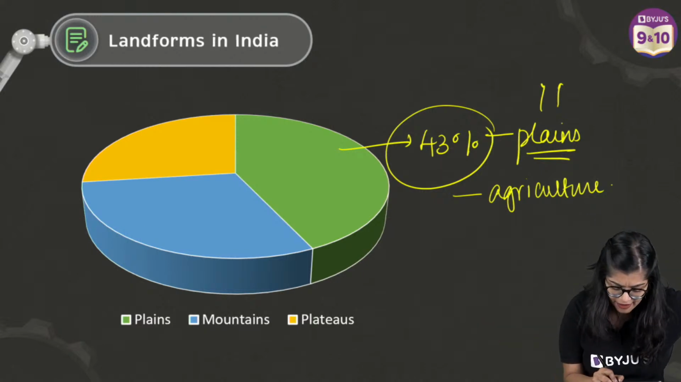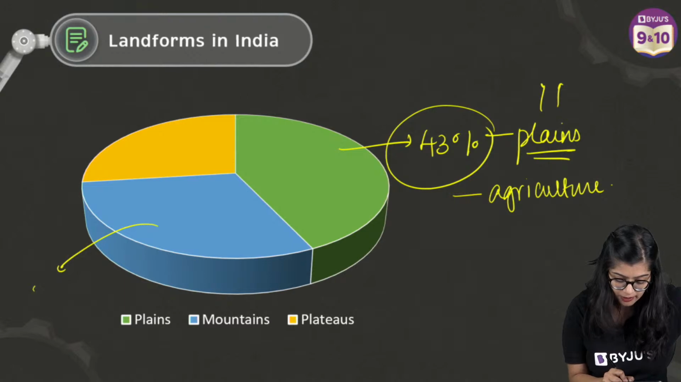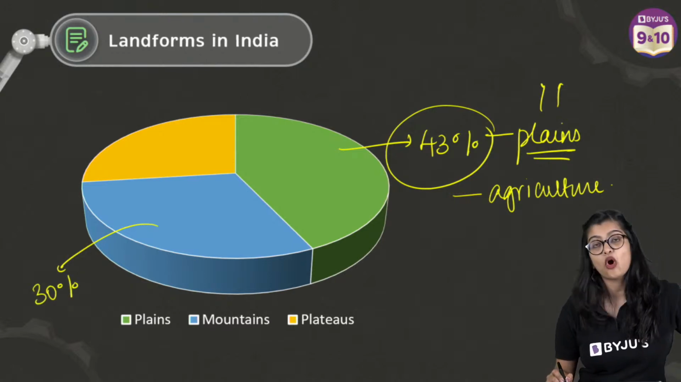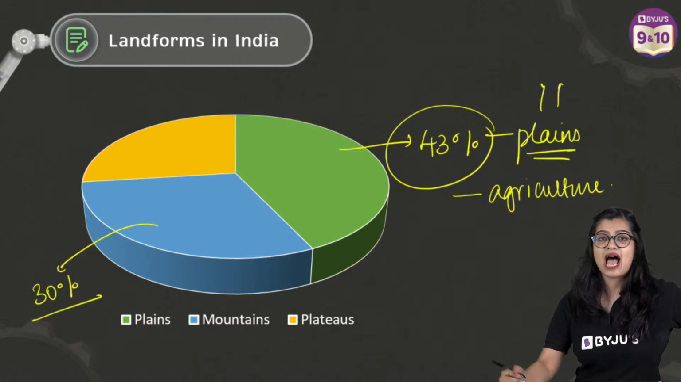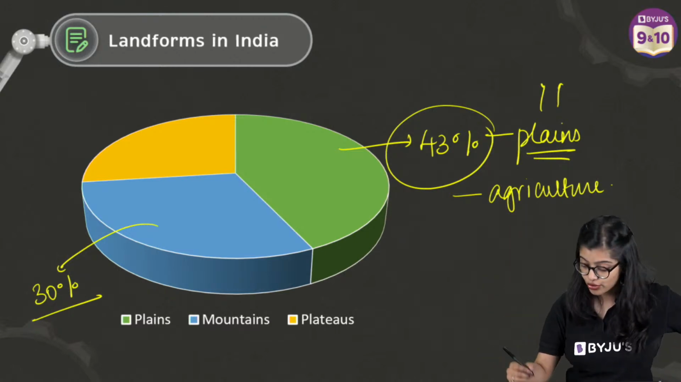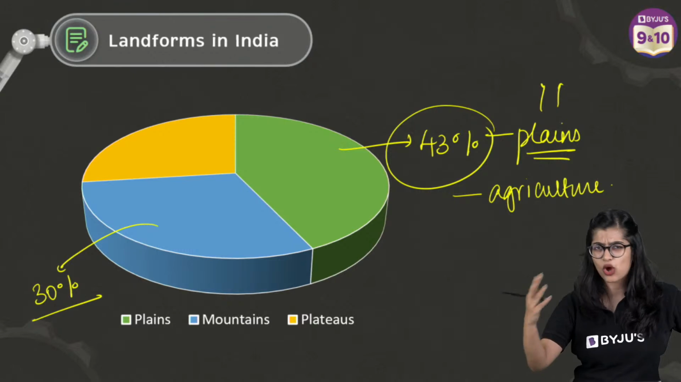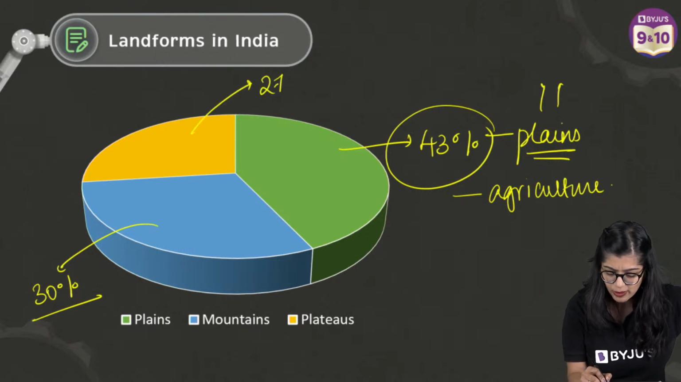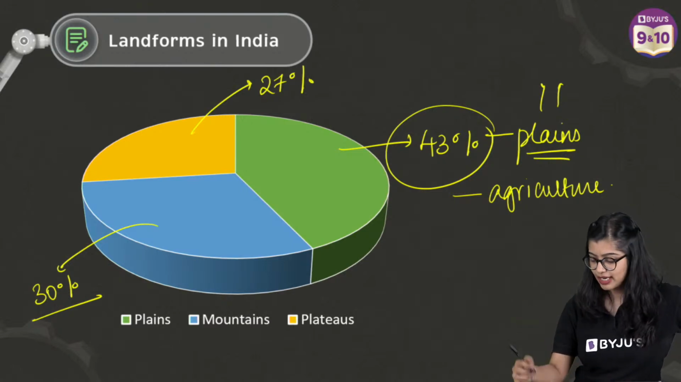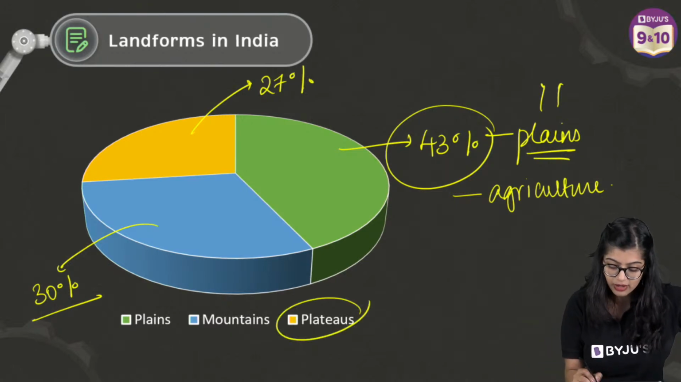Now moving on, we have 30%, which is marked in blue. You see that 30% of the area is covered with mountainous regions, right? And we know that there are certain rivers which originate here, and on an ecological front, this is very important. Then of course around 27%, right? The remaining 20% is covered with plateau.